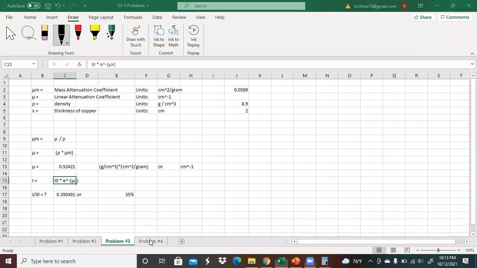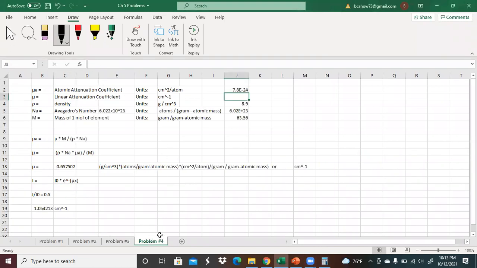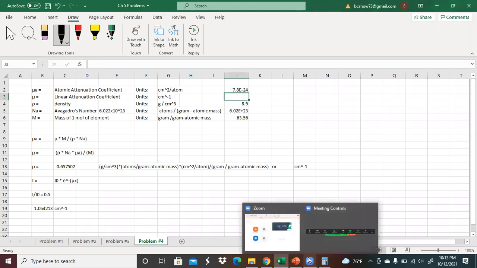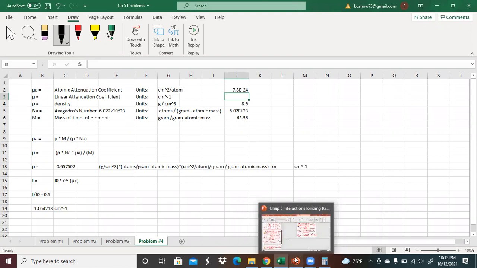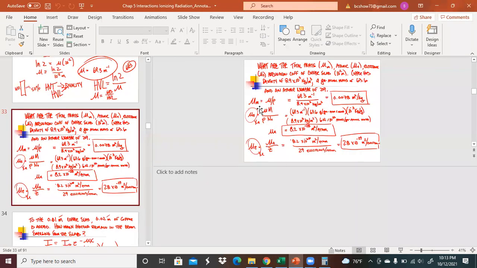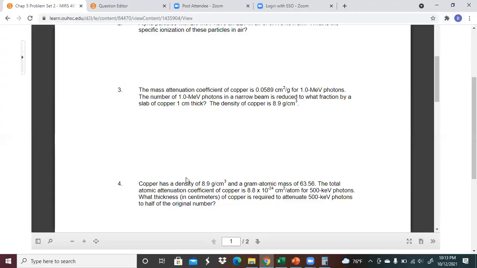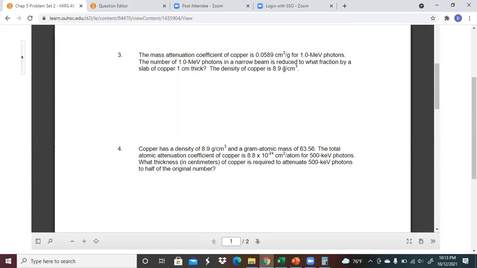Okay, now we're going to move on to problem number 4. Problem number 4 is dealing with, rather than the mass attenuation coefficient, the atomic attenuation coefficient. Is that more complicated? Yes. Is it located on this same slide here? Yes. So how do we solve this particular problem? Copper has a density that's the same as what you see up here, and a gram atomic mass, or a molar mass, of 63.56. And I'll show you why this is important in a minute.